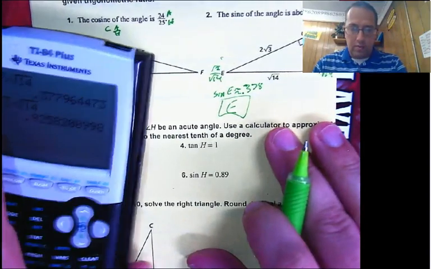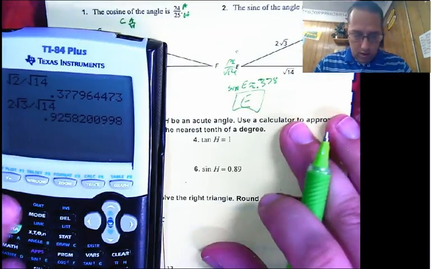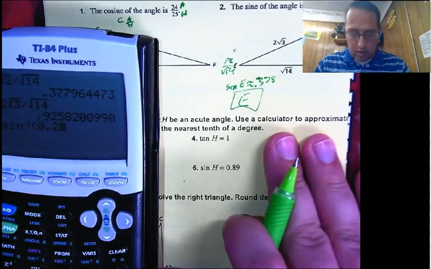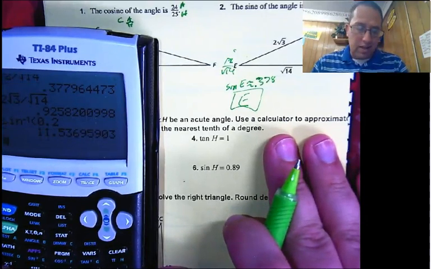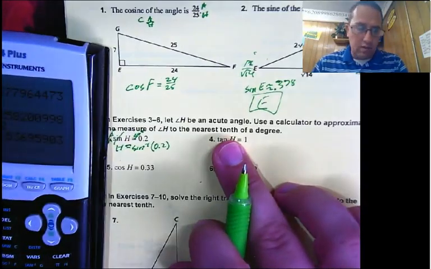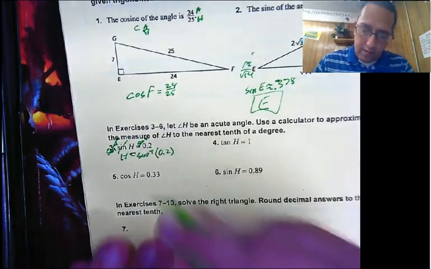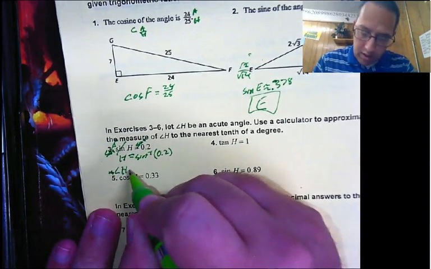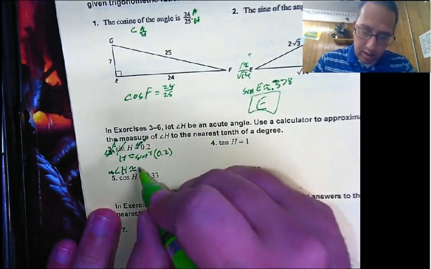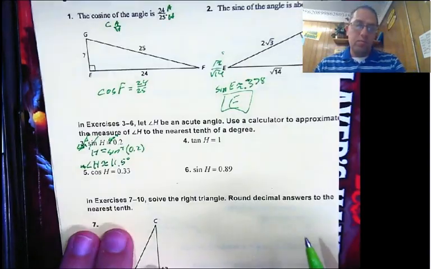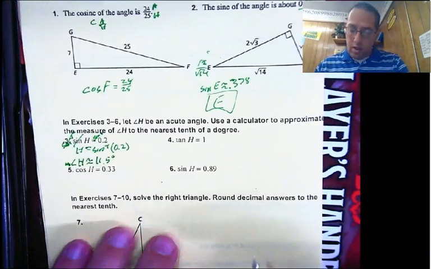So that's what we're going to type into our calculator here. We have sine inverse of 0.2, and we end up with 11.536. So we want this to the nearest tenth of a degree, so 11.5. So the measure of angle h is approximately 11.5 degrees. All right? Pretty simple stuff, really.